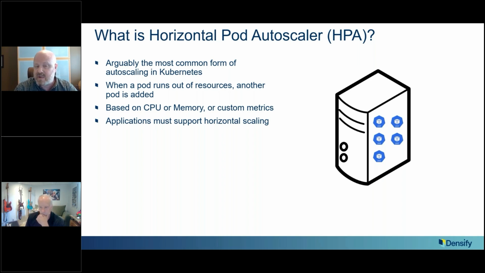And similarly, the same process can work in reverse. When demand drops, we can now scale down the number of pods we've got available. That way we're not overutilized, or we're not paying for resources that aren't actually being used.